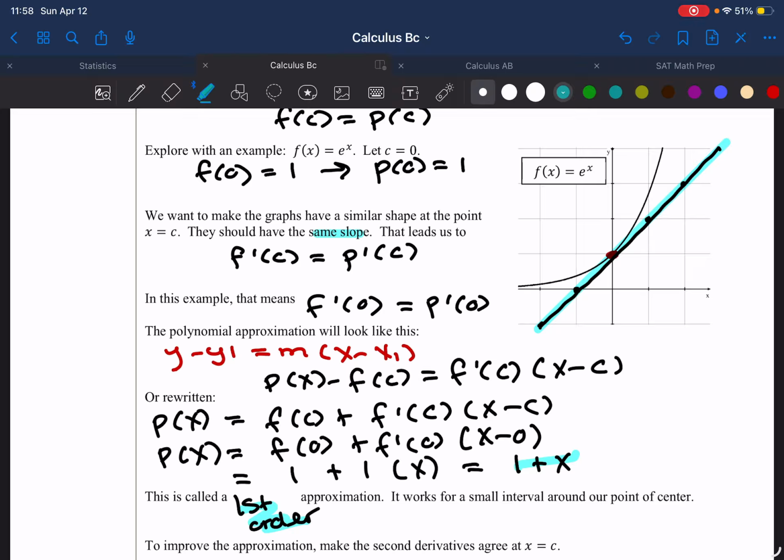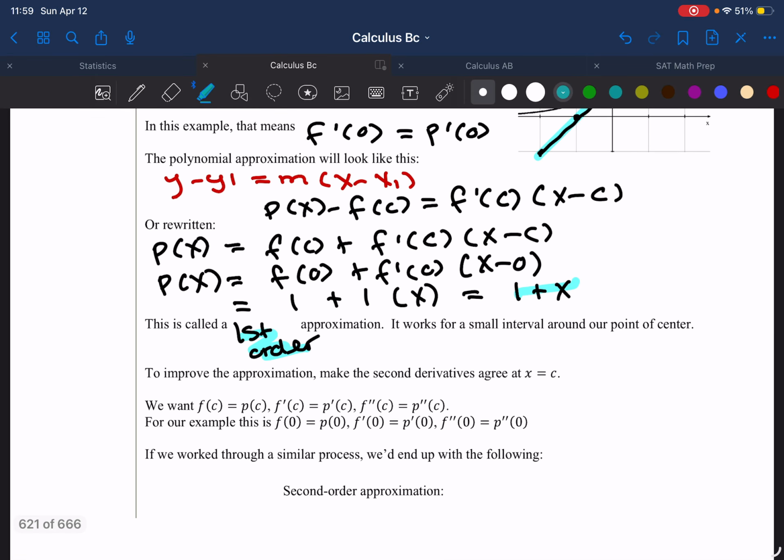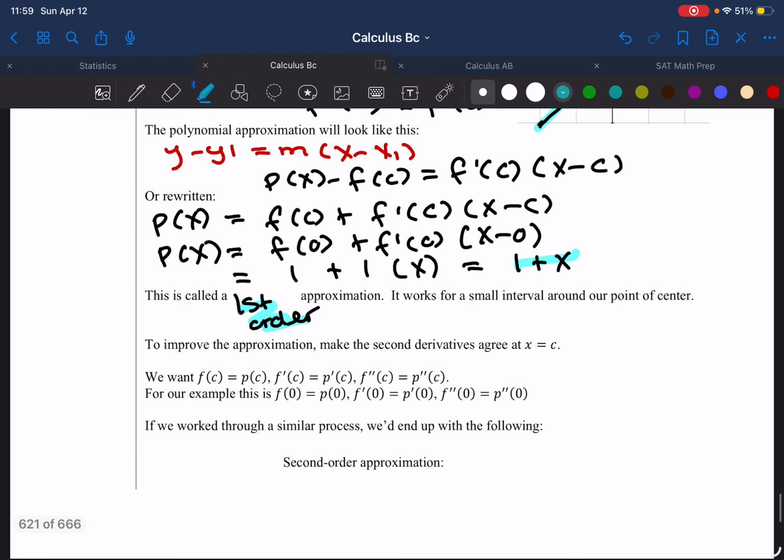However, if you look at this first order approximation, you'll notice this is not a great approximation for e to the x. It is representing the function as a line, which is not going to approach the same values as the actual function. So in order to improve this approximation, we're going to take the second derivative. Okay, so they already did this for us.